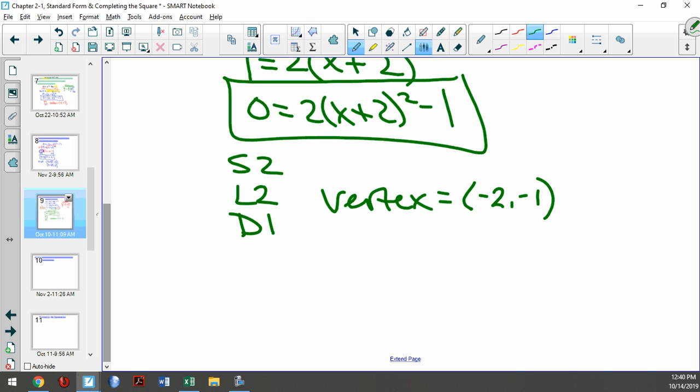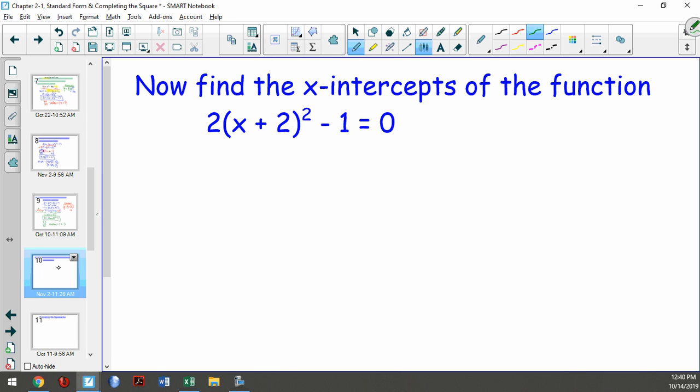Where am I going? Left 2, left means negative, down 1 means negative. Remember, up and right are positive, down and left are negative. We good? Okay, now what do you think we're going to do with that information? We found the vertex form. Now, what do you think I want next? Probably the x-intercept. This is where things get a little bit nasty. So we know we want it to equal 0, right? Okay, so we want that to equal 0.